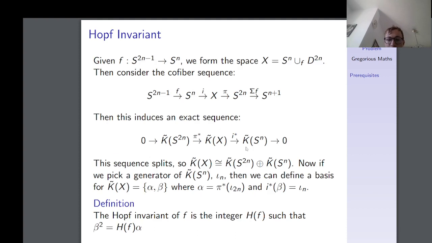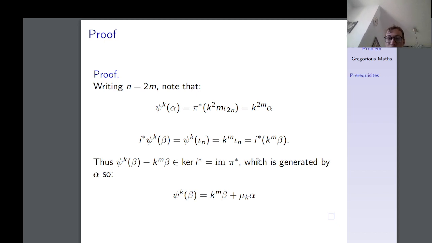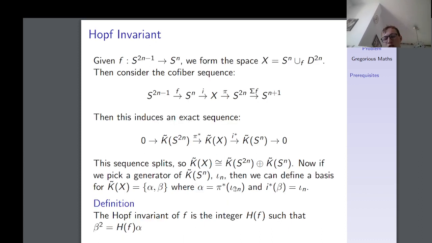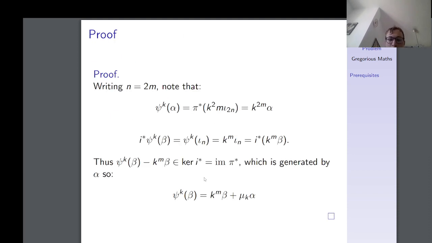but because this sequence here is exact, anybody in the kernel of I star is also in the image of pi star, and the image of pi star is generated by alpha, because alpha is equal to pi star of the generator, so alpha is going to generate the image. And therefore, anybody in the image is going to be of the form mu k times alpha, where mu k is just an integer. And so if we add k to the m times beta on both sides, we have that psi k of beta is equal to k to the m times beta plus mu k times alpha for some integer mu k.